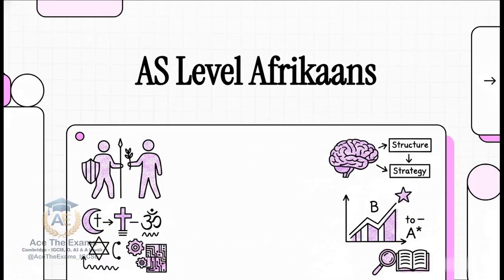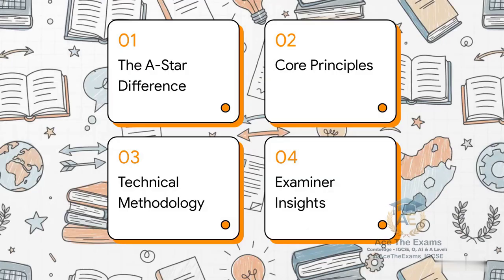The difference between an average B grade, like Alex or Sam, and an elite A-star grade consultant often comes down to mastering the exact structural architecture of this specific topic. Today, we're going to fix the pitch and optimize your approach to analyzing these complex texts. Let's get to work. Okay, let's dive into this.